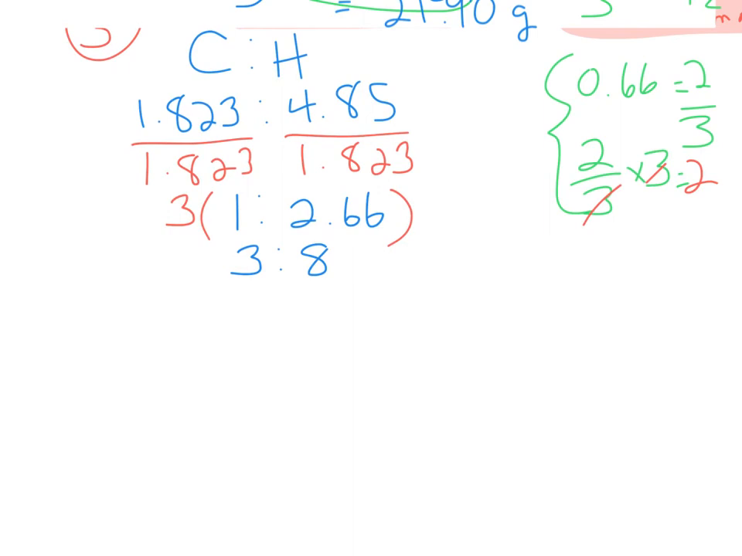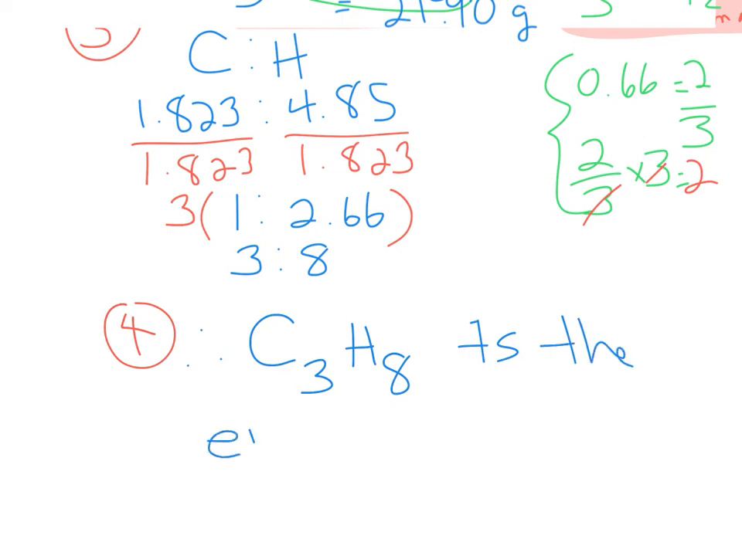So now moving that up a little bit, I'm ready to take my final step, which is to write out that empirical formula. I know that I have 3 carbons for every 8 hydrogens. And so I can say, therefore, this is the empirical formula. And I'm done.